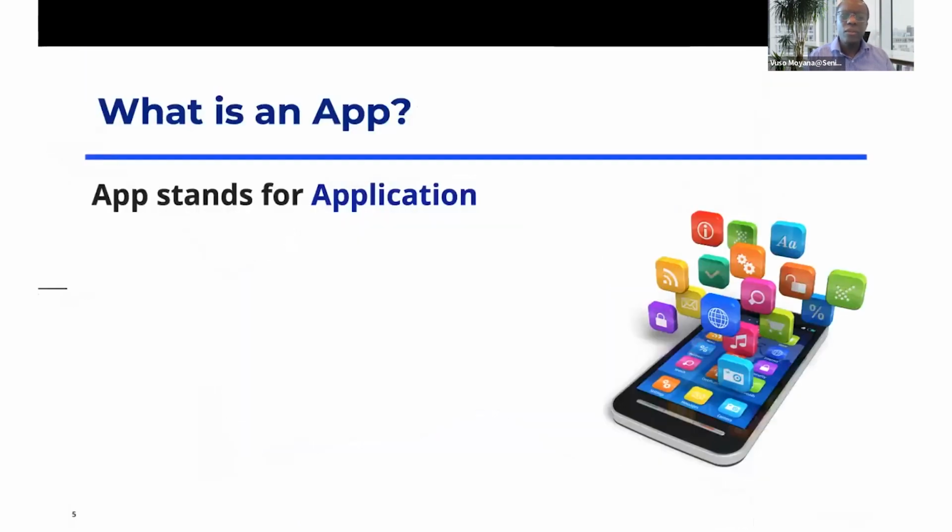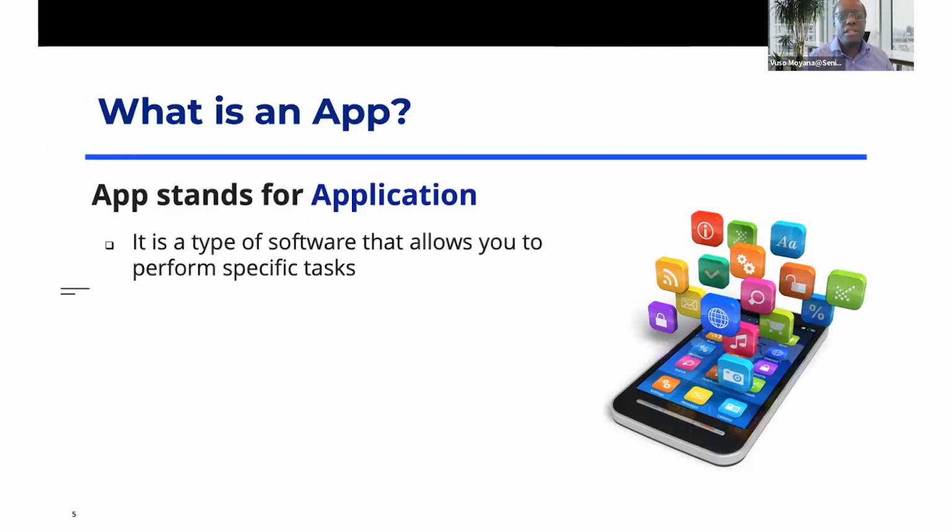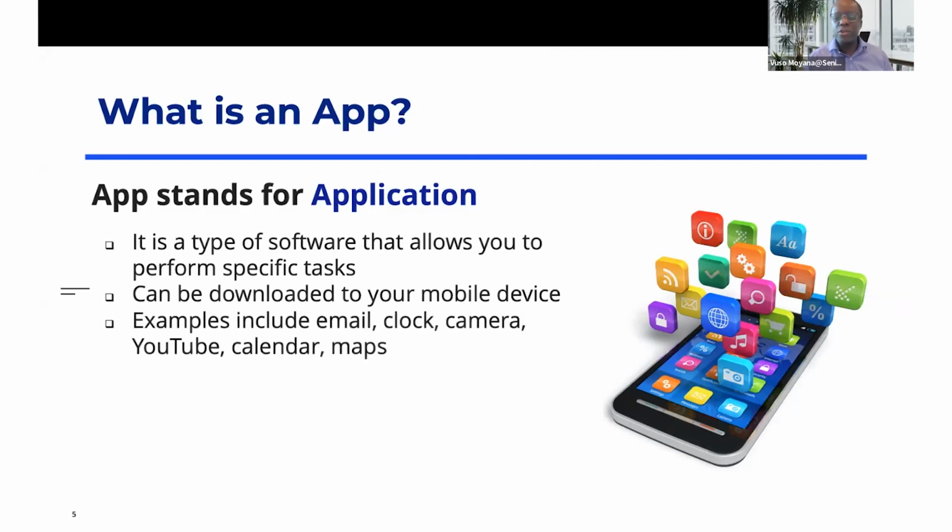And so that is called the dock, and we'll look at how you can customize that as well. So sometimes people, when I do this presentation, they'll say, what is an app? What does it mean? Well, an app stands for application, and it is basically a type of software that allows you to perform a specific task. For instance, if you are using email, or you are using camera, or you are using calendar or maps, that is what is called an app.